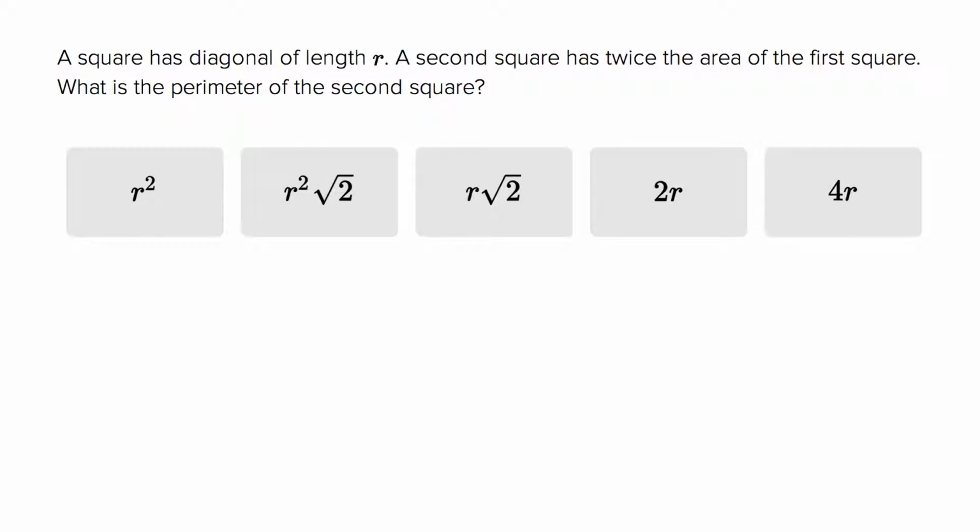This is the real Tom Rose, and we need to work our way through this one carefully. So a square has a diagonal of length r. Okay, let's draw that.